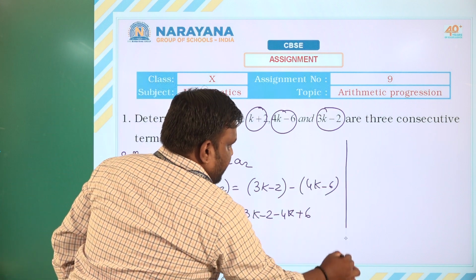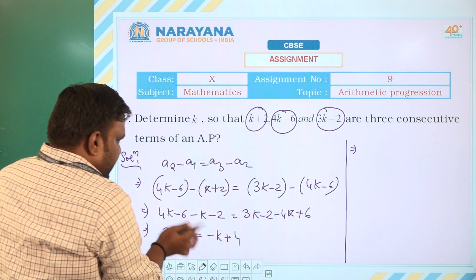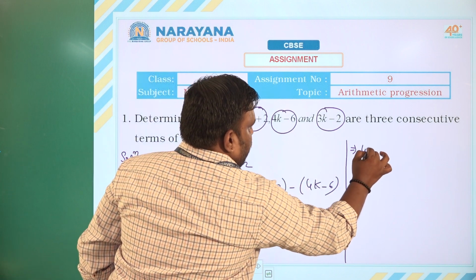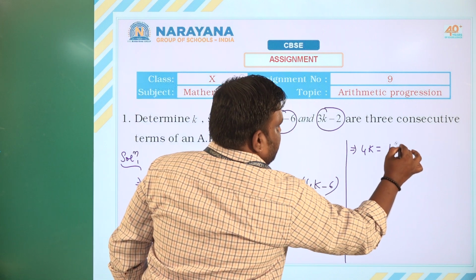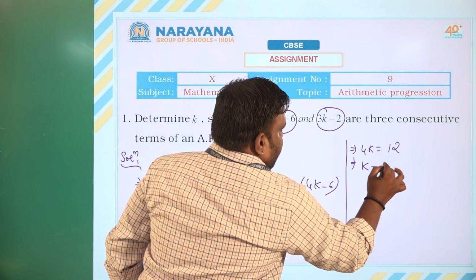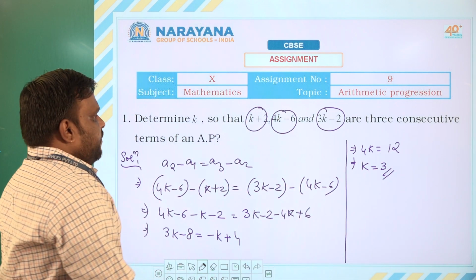So in the next step, minus k goes to the other side and becomes plus k, that is 4k is equal to 4 plus 8, that is 12. So the k value will be 3. This is the value of k.